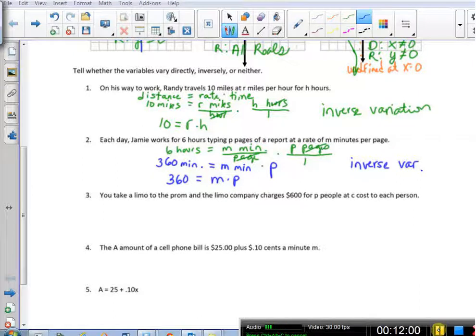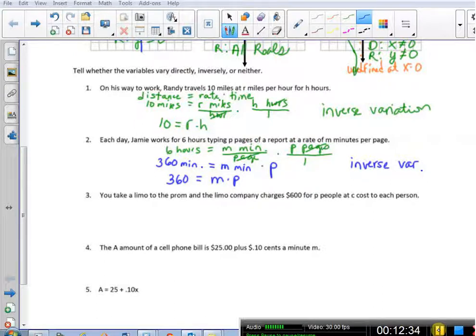Okay, so let's say I did 6 pages. That would be 60 minutes per page. But if I increased P to 12 pages, then I would get 360 divided by 12, which would be 30 minutes per page. So as the 6 goes to 12 for pages, that increases. The rate went 60 to 30. So it was 60 minutes per page versus 30 minutes per page, which is kind of faster, but that number decreases. So it's inverse variation.